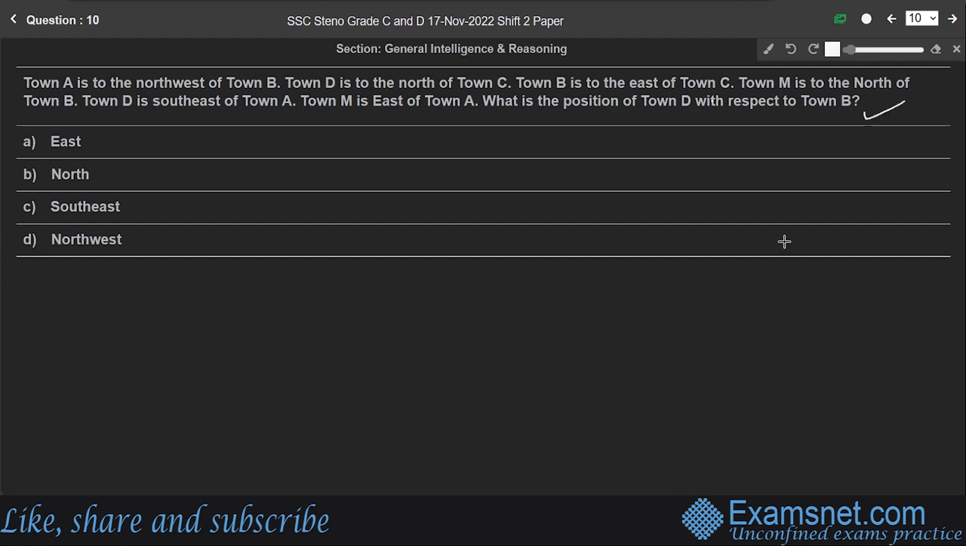Question number 10. Town A is to the northwest of town B, town D is to the north of town C, town B is to the east of town C, and town M is to the north of town B. Town D is southeast of town A. Town M is east of town A. What is the position of town D with respect to town B? So here we'll consider the positions and the directions first, right? So north, south, east and west.